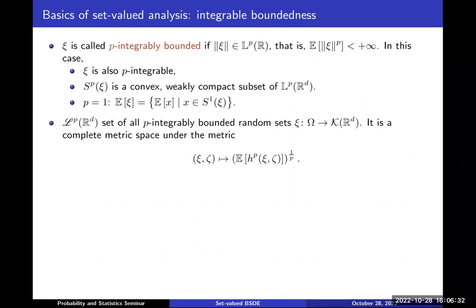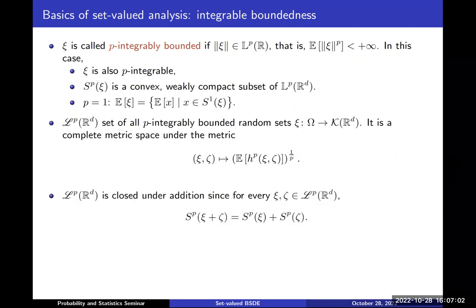So I create a new space out of those integrably bounded random sets. I call it script LP. Don't confuse it with the usual script LP used in probability. This is just a set of random sets, okay, integrably bounded random sets. I can equip them with a metric, just the LP metric together with the Hausdorff distance. And this is a complete metric space. With this metric, it's complete. Again, something nice to keep in mind in order to take limits.